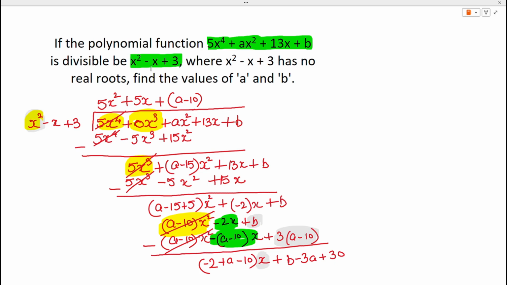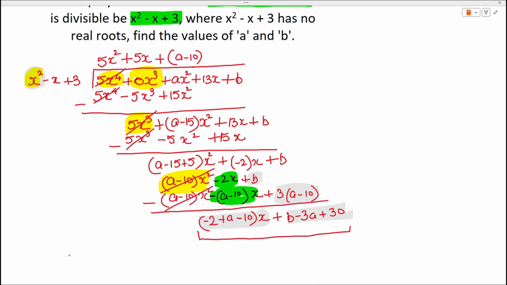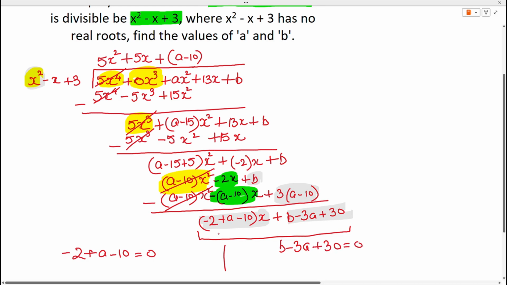We know the function x squared minus x plus 3 completely divides our given polynomial function, so our remainder needs to be 0. We can see our remainder right now. So for this remainder to be equal to 0, we know that negative 2 plus a minus 10 should be equal to 0. And the other one, b minus 3a plus 30, also should be 0. Then our whole remainder is going to turn out to be 0.